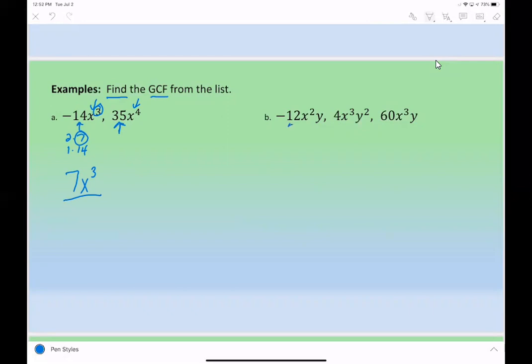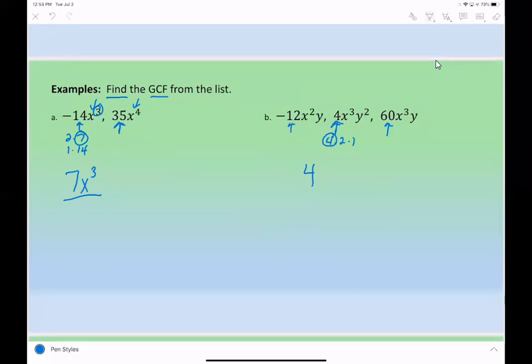Here in the second one, we're going to look at 12, 4, and 60. My smaller one is 4. The factors of 4 are 4, 2, and 1, and I'm not really concerned about the number 1, so I'm going to think about the larger of these factors, 4. Is 4 a factor of 12? Yes, because 4 times 3 gives us 12. Is 4 a factor of 60? Yes, because 4 times 15 is 60. So we're going to write 4 as part of our GCF.